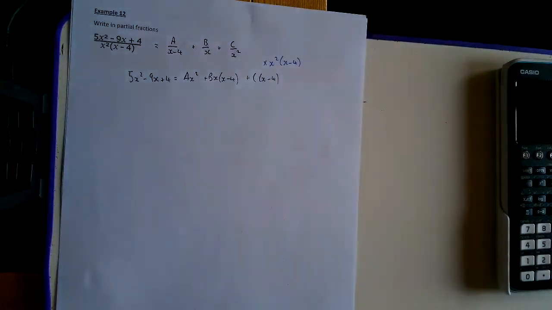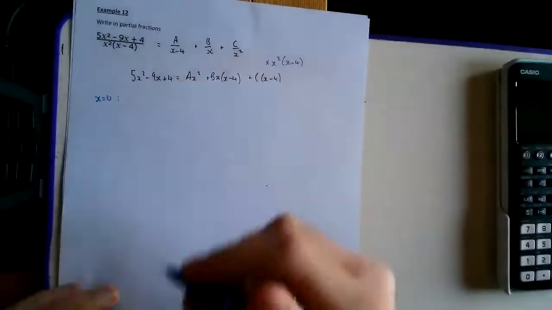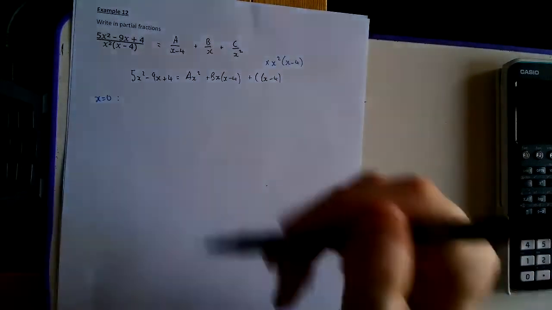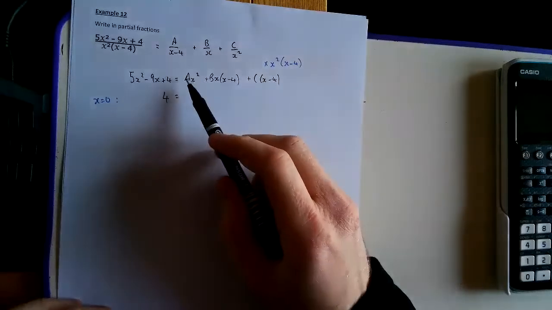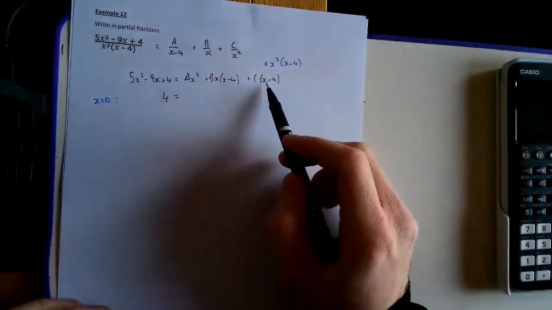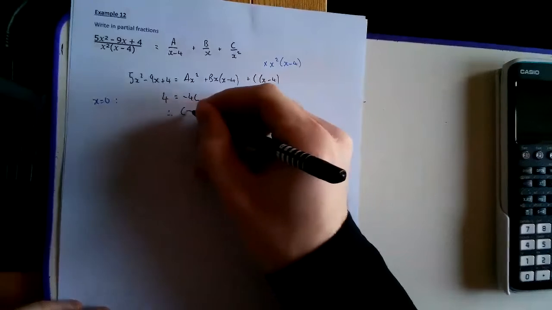Choose your magic numbers to sub in. So for the first one, x would be 0. So the left-hand side, I just get 4. And this side, this would be 0. This would be 0. This would be minus 4. So minus 4c. Therefore, c is minus 1.